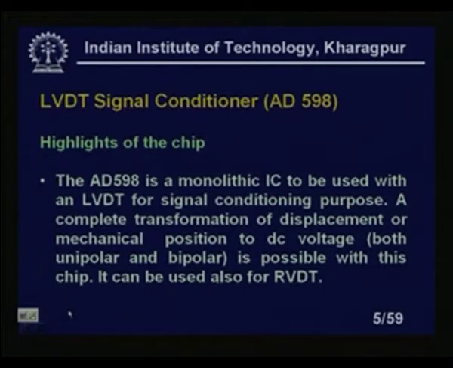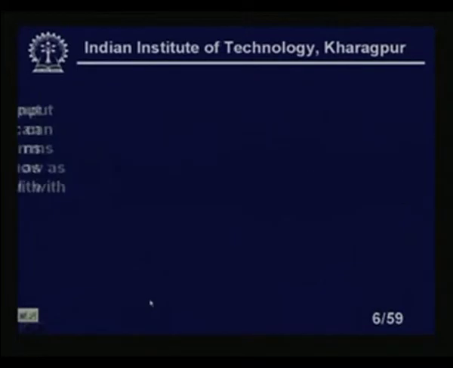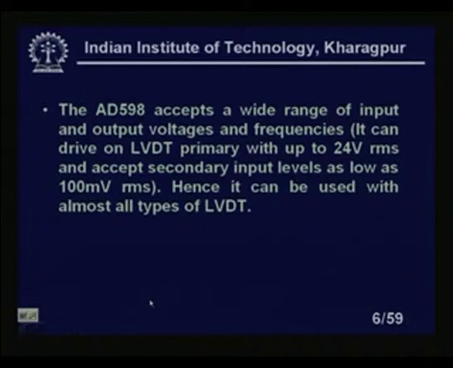The 8598 is a monolithic IC to be used with an LVDT for signal conditioning. A complete transformation of displacement or mechanical position to DC voltage, both unipolar and bipolar, is possible with this, and it can also be used for RVDT, rotational variable displacement transducers. The 8598 accepts a wide range of input and output voltages, and frequency.